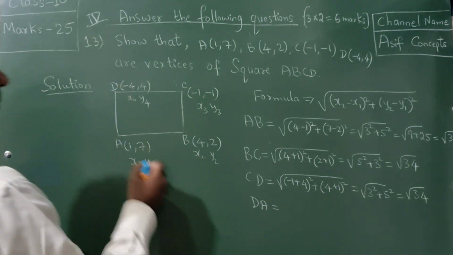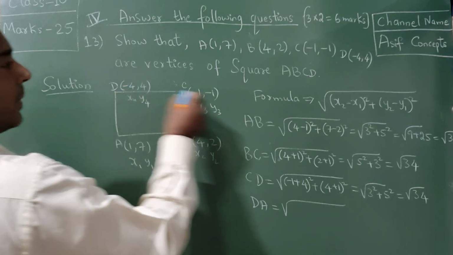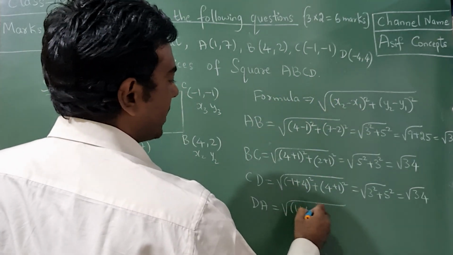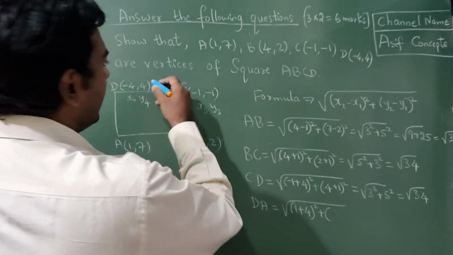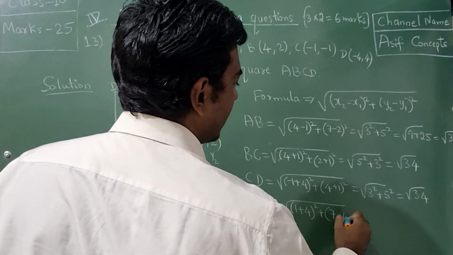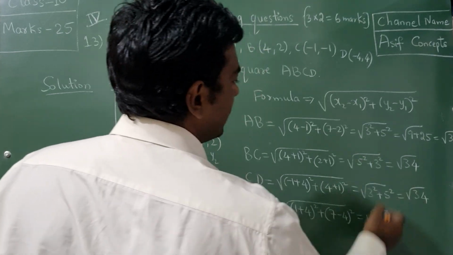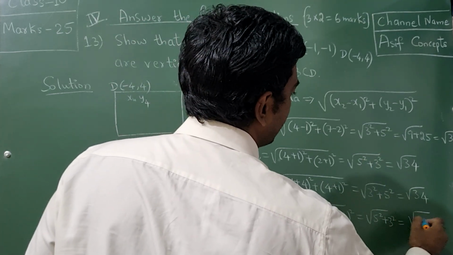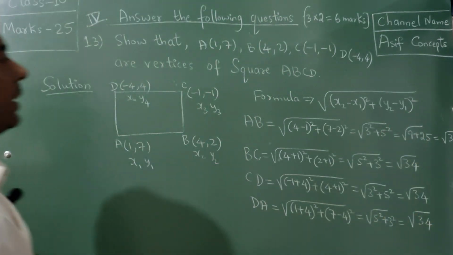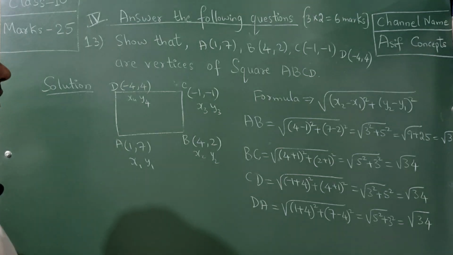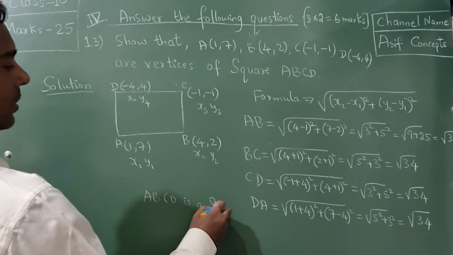Last one is DA. Now 1, this minus and this minus is plus, so it is 1 plus 4 square. And next, 7 minus 4 square. So this is 5 square plus 3 square. These two are the same, so again it is root 34. All the sides are equal. It means diagonals are also equal. Therefore we can say that ABCD is a square.